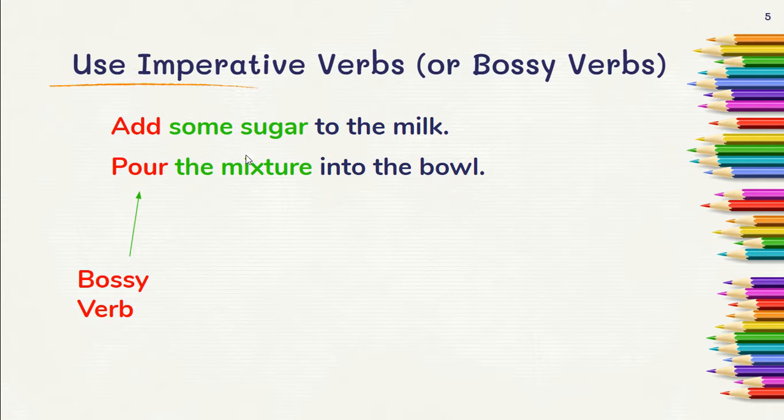After the bossy verb, we'll have the subject of this instruction. So what do we want to add? We want to add some sugar. What do we want to pour? We want to pour the mixture. Okay?